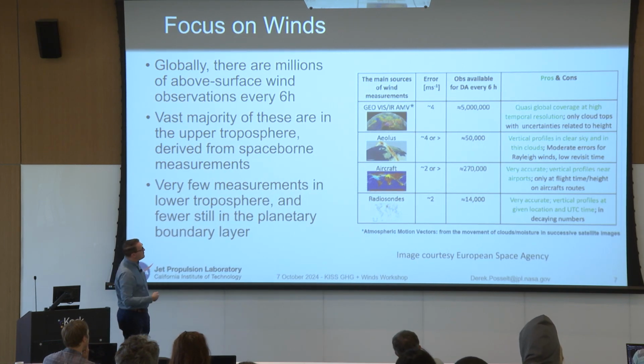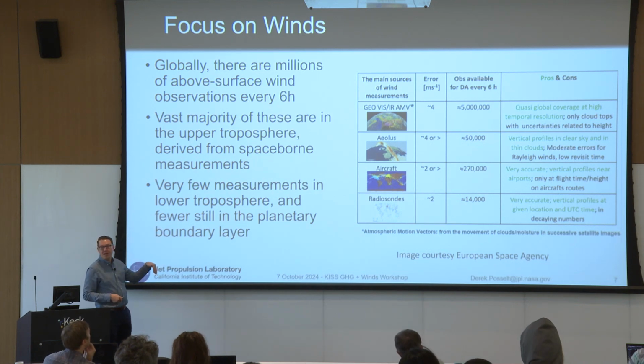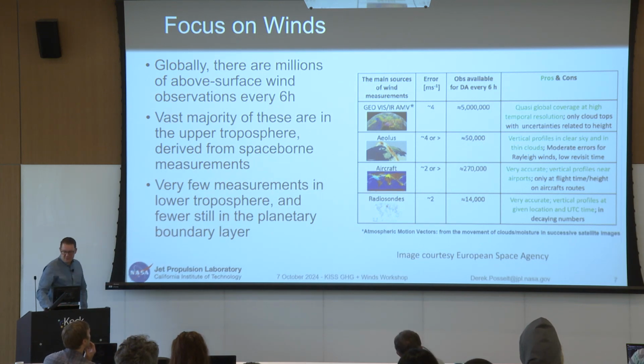I did mention aircraft already and radiosondes, but as you go from space down, you generally get fewer and fewer. So the direct measurements are fairly few. The indirect measurements are fairly large.